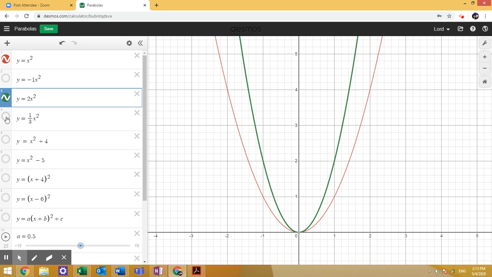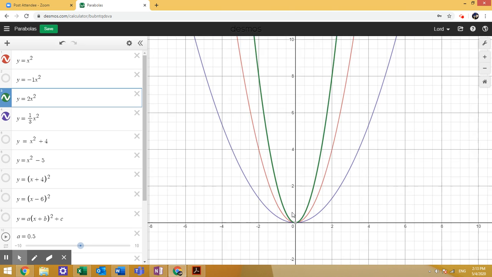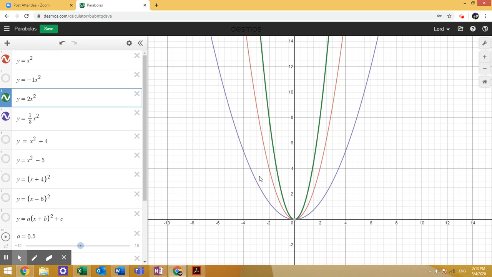I'm going to turn this one on at the same time as well. Here's a third of x squared. So what's happened is it's been made a little bit flatter, a bit squashed. If we zoom out, the green one, 2x squared, is very steep. x squared itself is still quite steep, but 1/3 x squared is getting quite flat, especially here towards the bottom. All right, let's turn those off.